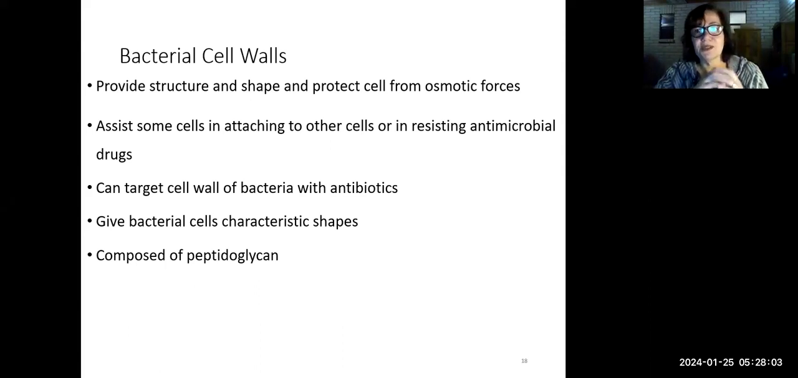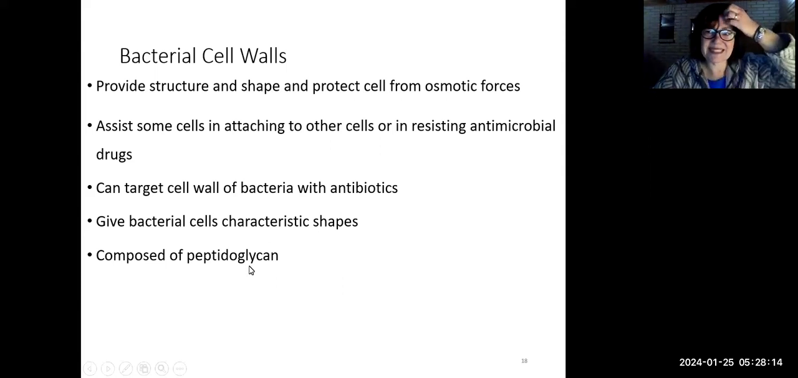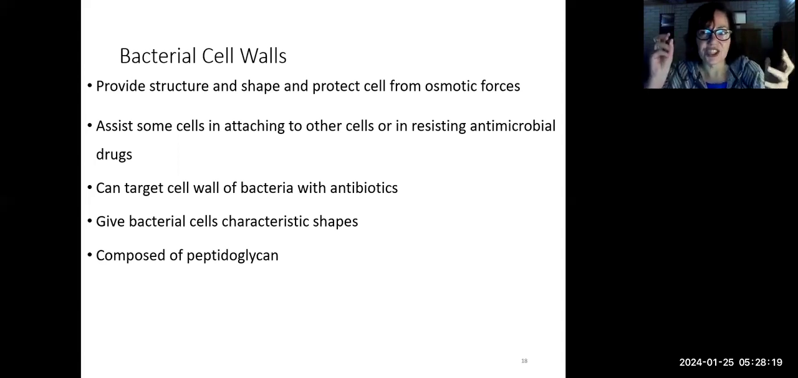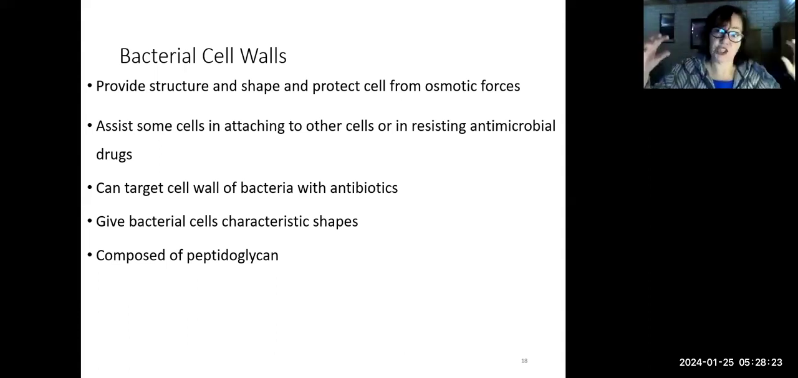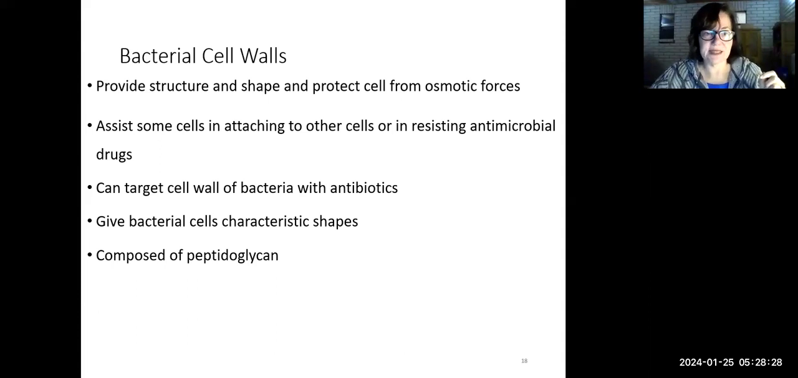Okay, so peptido, it's telling you right in the name, there are going to be some amino acids connected to each other as part of this. And there's going to be gly. Remember what the prefix gly refers to? Sugar. So this structure is largely made of repeating sugars tied together by these little chains of amino acids. And all that matters because those are the targets of some of the antimicrobial drugs.